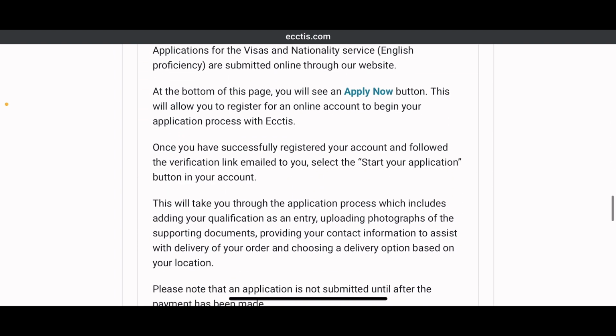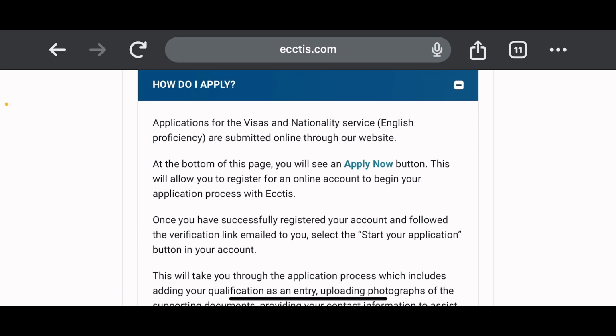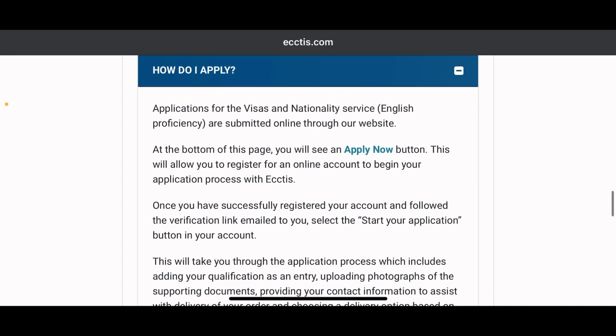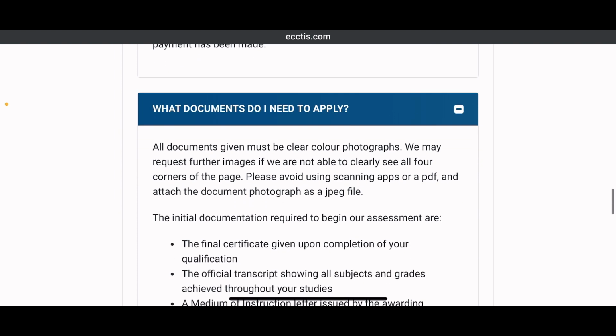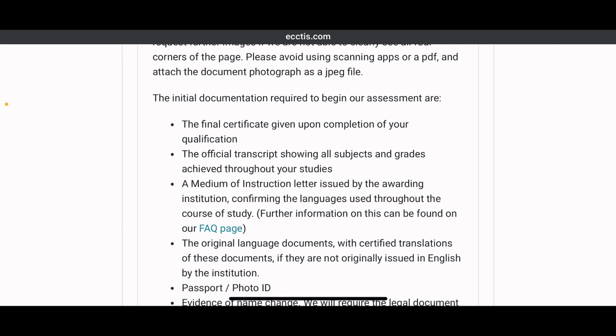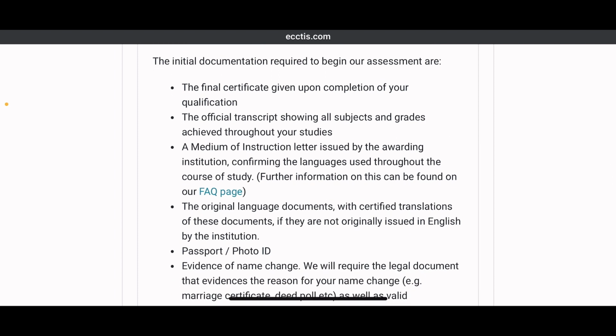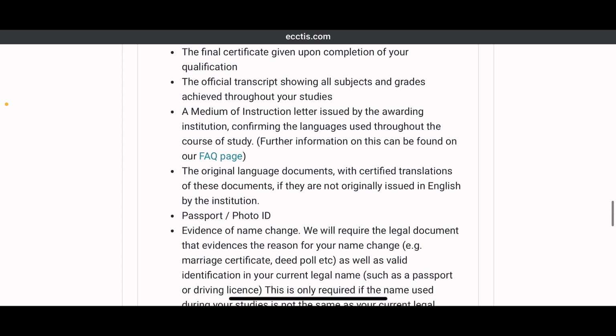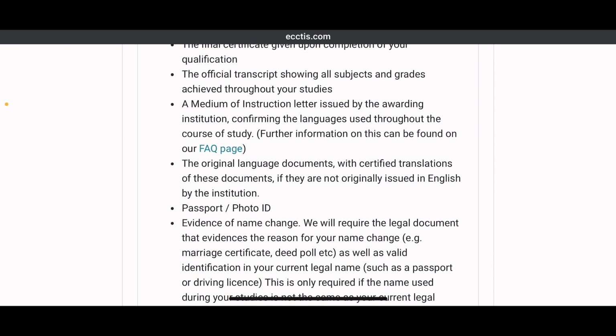So how do you apply? Applications for the Visas and Nationality Service English Proficiency are submitted online through our website. What documents do you need? All documents given must be clear color photographs. The initial documentation required to begin our assessment are: 1. The final certificate given upon completion of your qualification. 2. The official transcript showing all subjects and grades achieved throughout your studies. 3. A medium of instruction letter issued by the awarding institution confirming the languages used throughout the course of study.